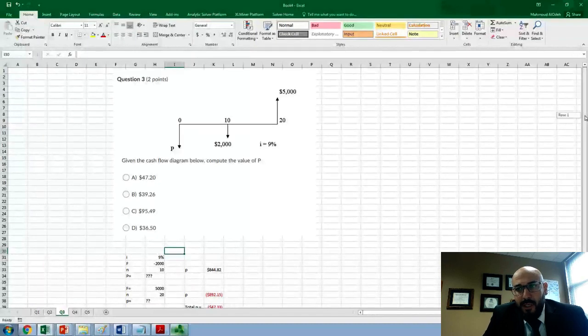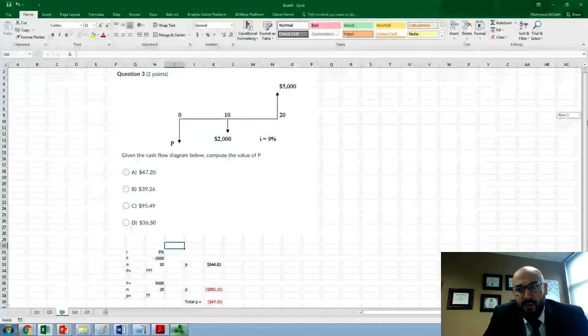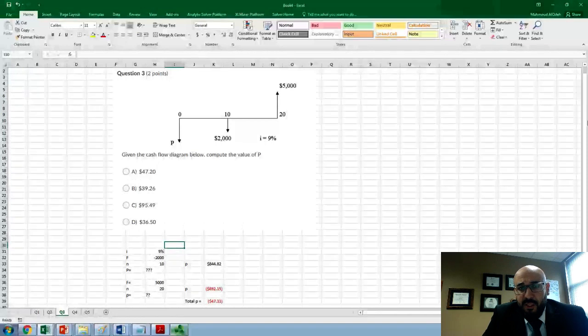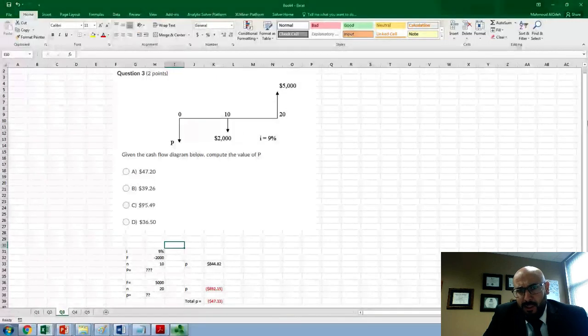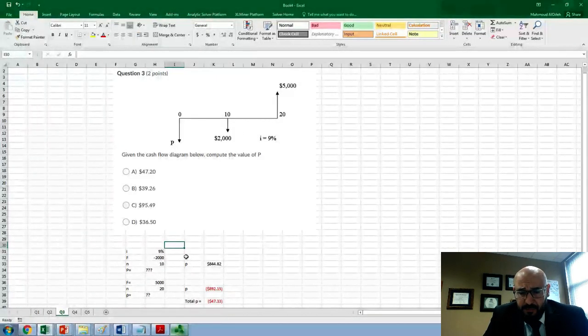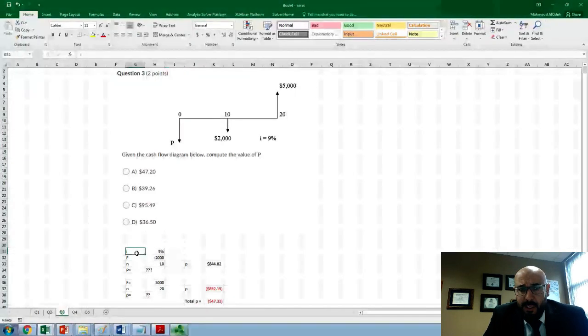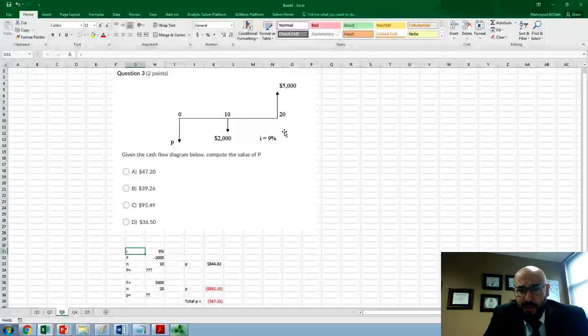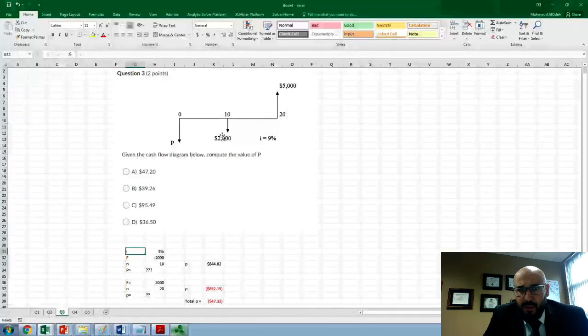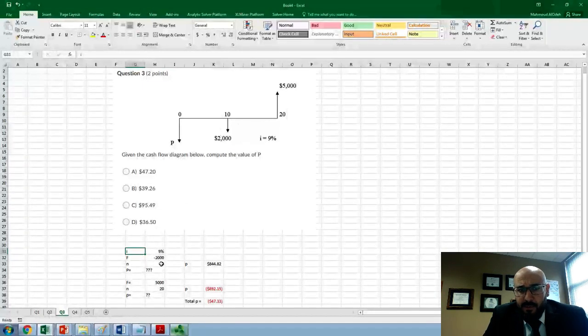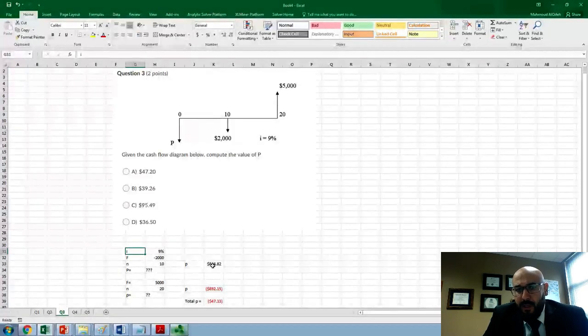What would be the present value for these two transactions? As you see, we do have two transactions, one at year 10 and the other one at year 20. Year 10 is a negative transaction and year 20 is a positive transaction. So let's start with the first one. If we have I equal to 9% as listed here in the cash flow, F is equal to 2,000, and the number of years is 10. P is unknown.